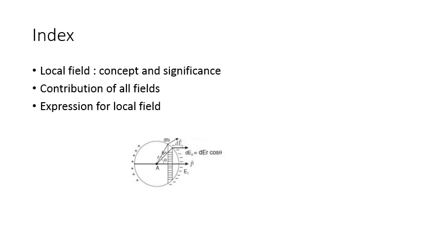In this lecture, first we will talk about the concept of local field and its significance. Here, the meaning of local is the field experienced by an individual atom. Then we will study how many fields are here and how the fields contribute to give the overall result, and finally we will get the expression for the local field. Stepwise we will discuss this.